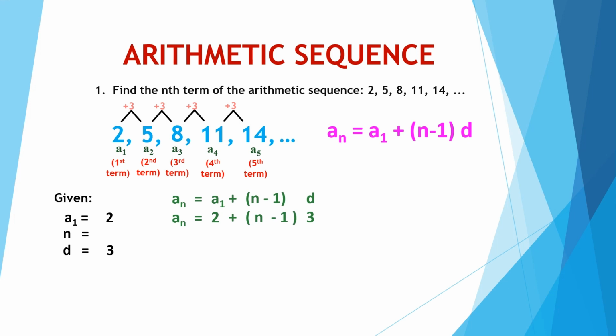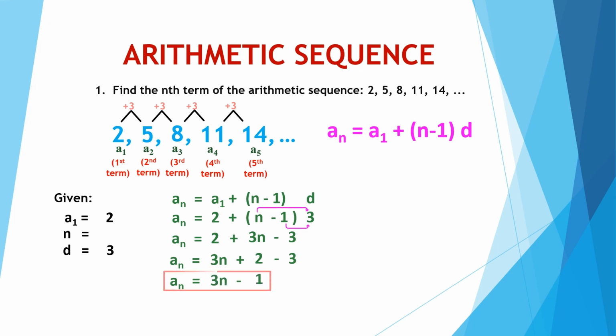Let's just copy a sub n equals 2 plus. Here, we will multiply these two terms inside the parentheses by 3. So n times 3 is equal to 3n. Let's copy the minus sign. 1 times 3 is equal to 3. Let's now group the similar terms. a sub n is equal to 3n plus 2 minus 3. 2 minus 3 is negative 1. a sub n is equal to 3n minus 1. This is the final answer.